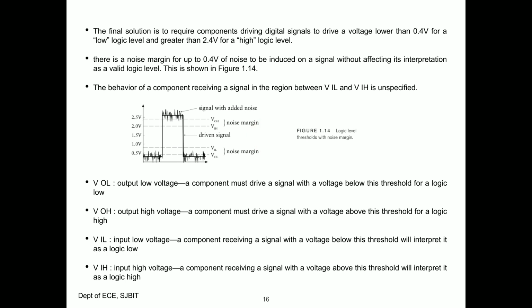Okay, so what do VOL, VOH, VIL, VIH stand for? All these things are noted.